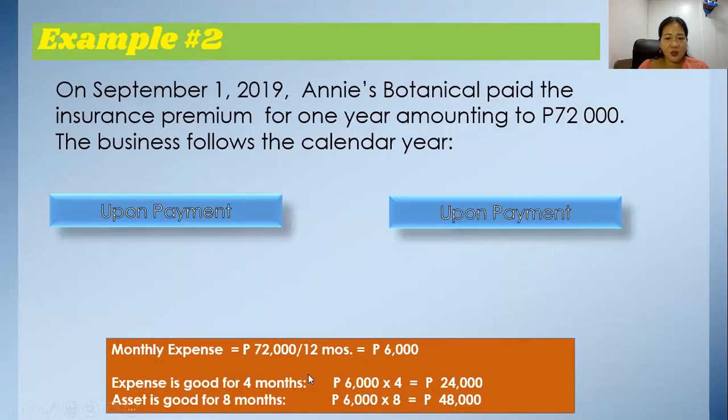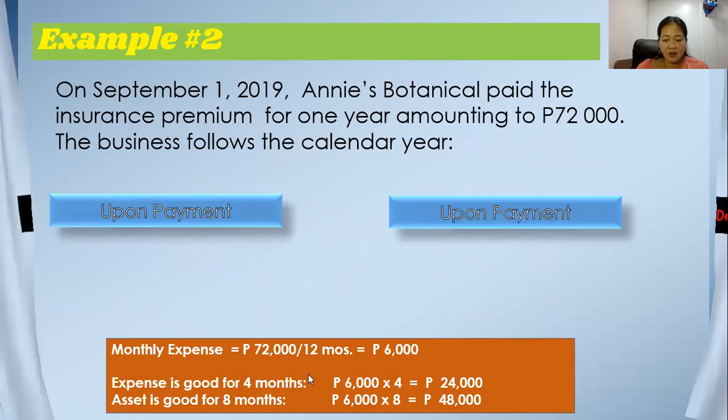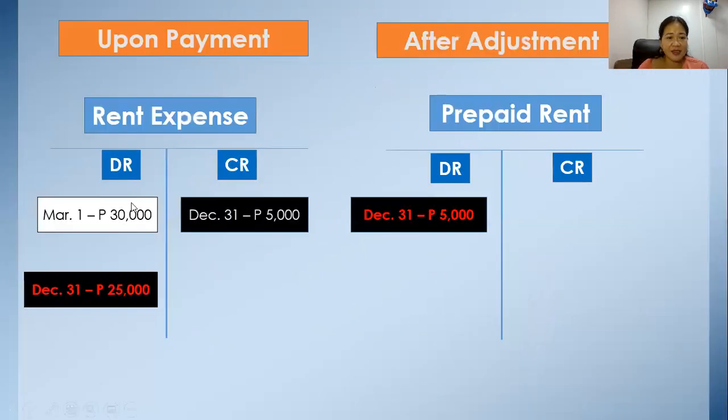So this is what will happen when you post the adjusting entries. Upon payment, what existed is rent expense. So you have there an entry March 1, 30,000. Then at December 31, 2019, you need to prepare the adjusting entry. After adjustment, you will now have a new account, prepaid rent. If you recall, our adjusting entry is a debit to prepaid rent and a credit to rent expense. So this is our credit.